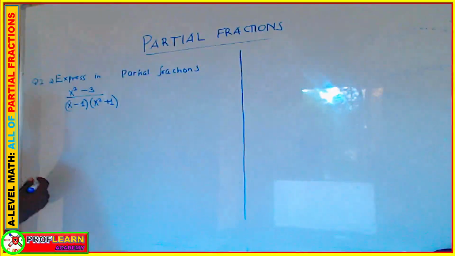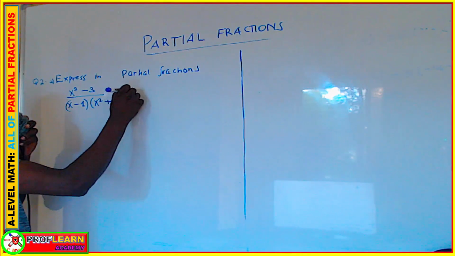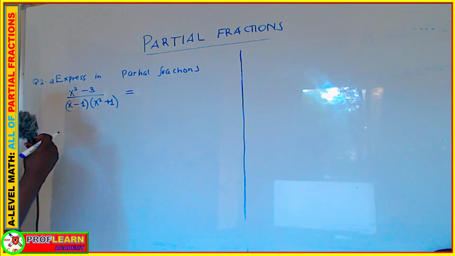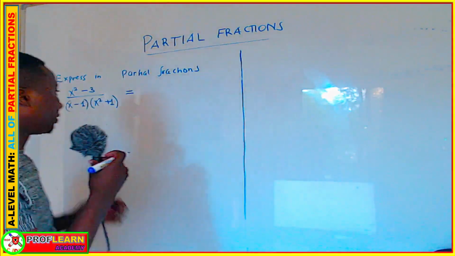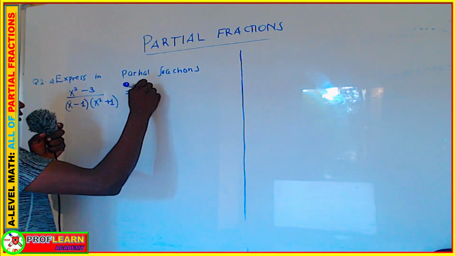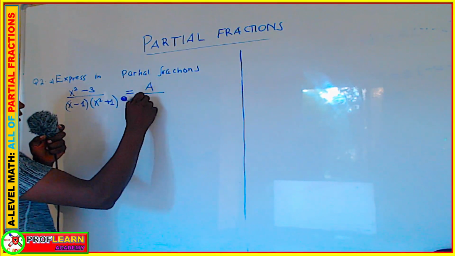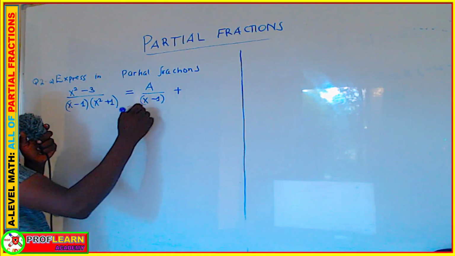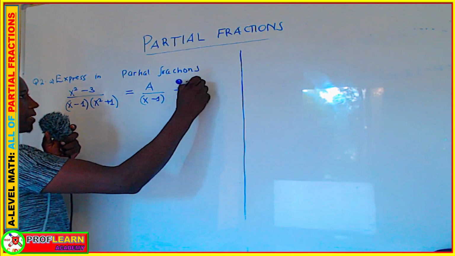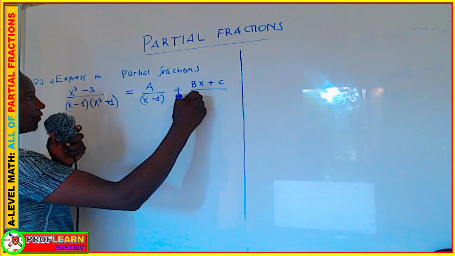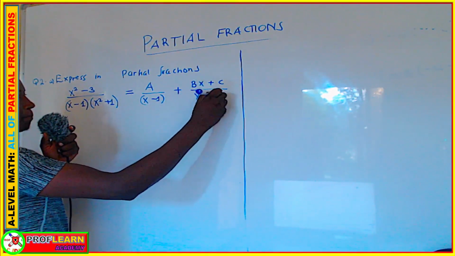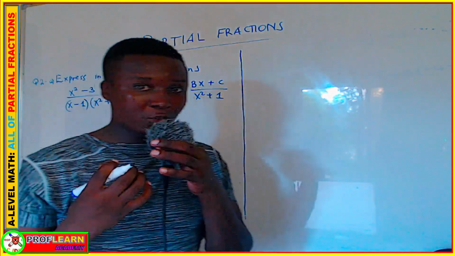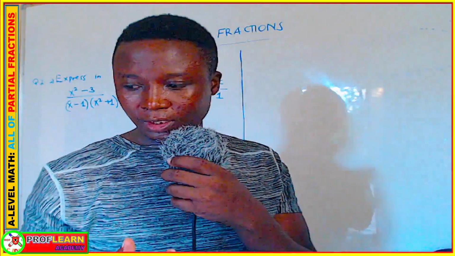So what do you need to realize here? One of the factors in the denominator is actually a quadratic. So if it's a quadratic, the expression that you're going to have on the other side is going to be A over x minus 1 plus (Bx plus C) over x squared plus 1. This is the format you follow when you have a quadratic in the denominator.